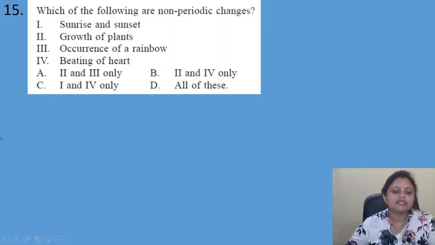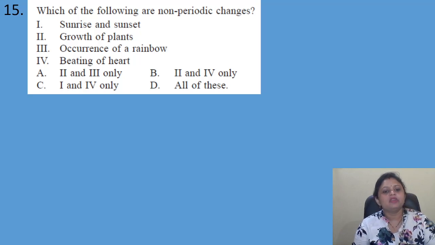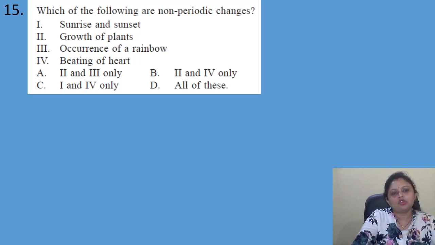Coming to the next question, which of the following are non-periodic changes? 1. Sunrise and sunset. 2. Growth of plants. 3. Occurrence of a rainbow. 4. Beating of heart. Options are A. 2 and 3 only. B. 2 and 4 only. C. 1 and 4 only. D. All of these. Okay.